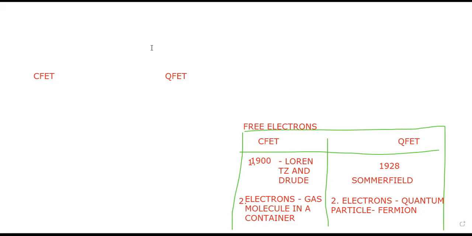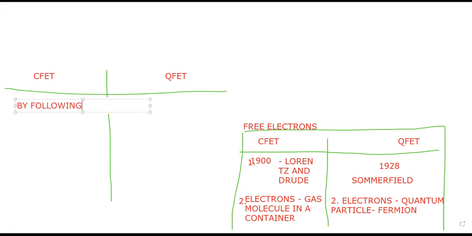See another comparison. According to classical free electron theory, electrons move in a container by following the laws of classical mechanics, CM. Next, Maxwell-Boltzmann statistics, MBS. Next, kinetic theory of gases, KTG. These are all the laws applied in classical mechanics.